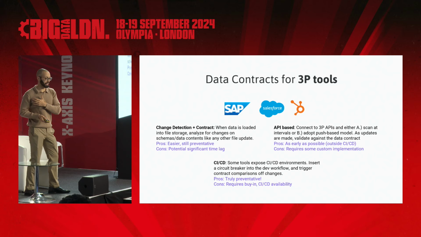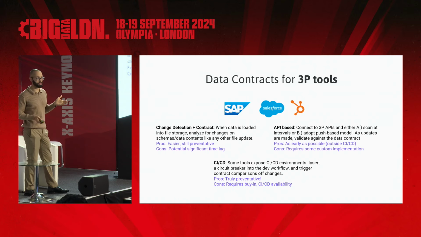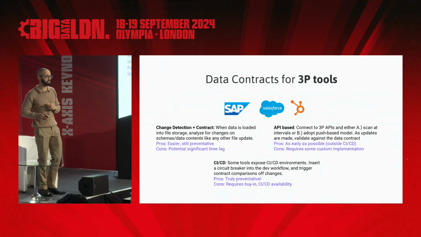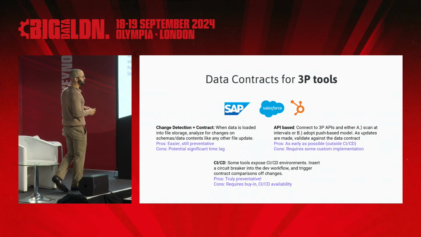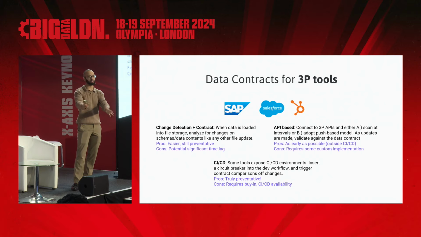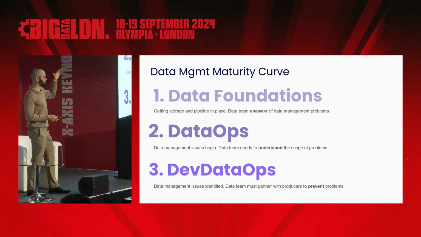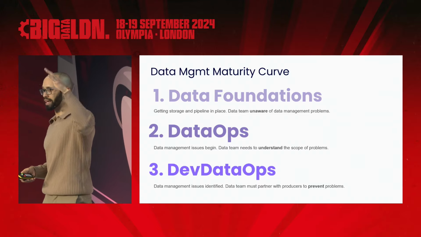So one of the things I get asked about a lot is data contracts for third-party tools like Salesforce and HubSpot and SAP. There's a whole spectrum of managing this that unfortunately I don't have time to go into today. Again, if you have questions on this piece in particular, come and see me after the talk. I'll be around. So the maturity curve for data contracts basically looks like this.